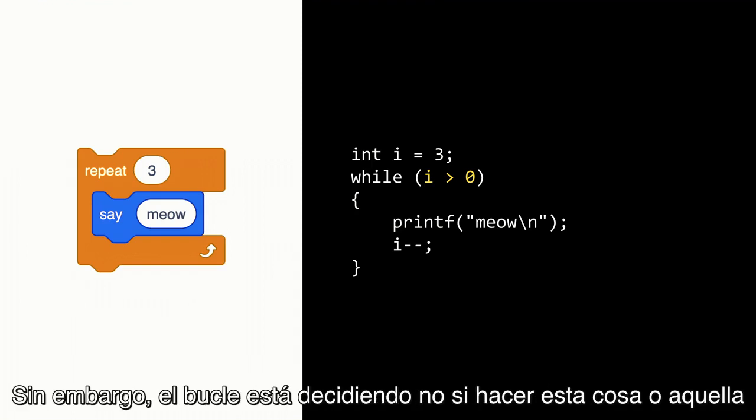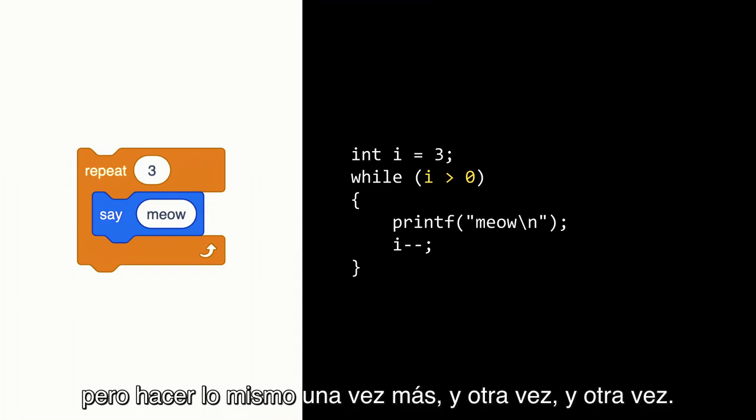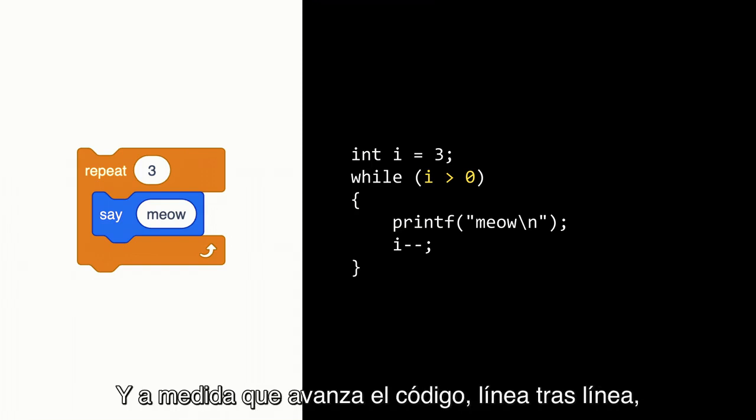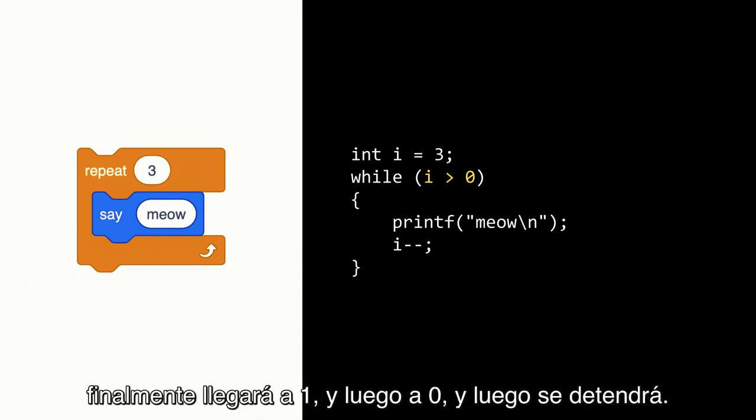The loop, though, is deciding not whether to do this thing or that, but whether to do the same thing again and again and again. And as it ticks through the code one line after the other, it's ultimately going to get down to 1 and then 0 and then stop.